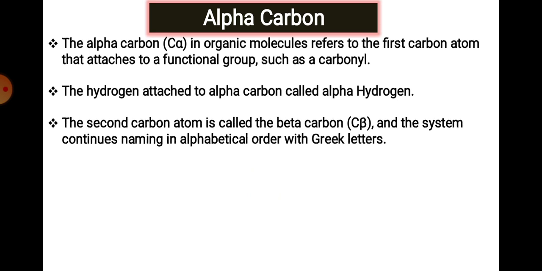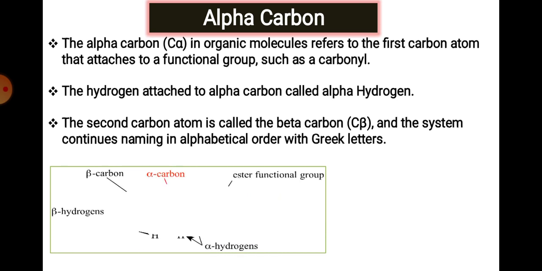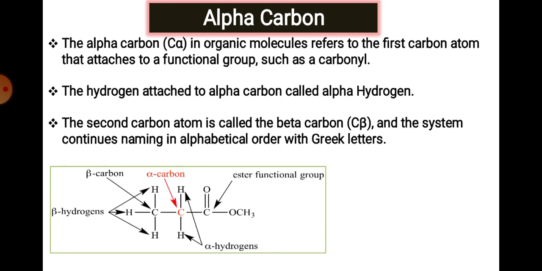We use Greek letters to indicate that carbon. Now let's take an example to show which is the alpha carbon. Here we take the ester as the functional group, which is a derivative of the carbonyl group. The carbon adjacent to it, shown in red, is the alpha carbon, and the hydrogens linked to it are called alpha hydrogens. After that come beta, gamma, etc. In this lecture we focus on the alpha carbon.